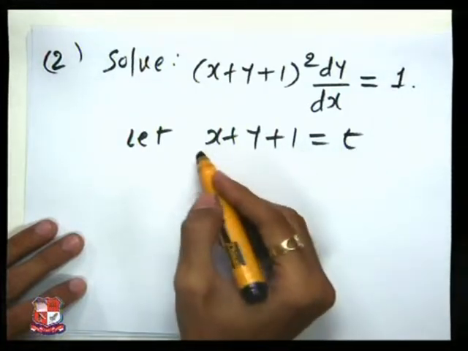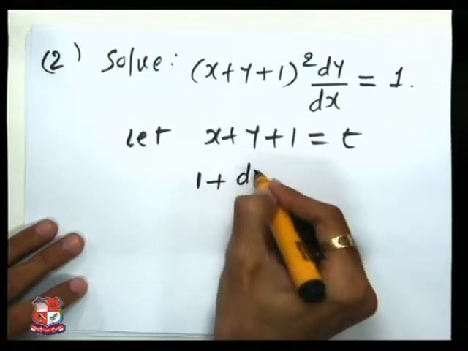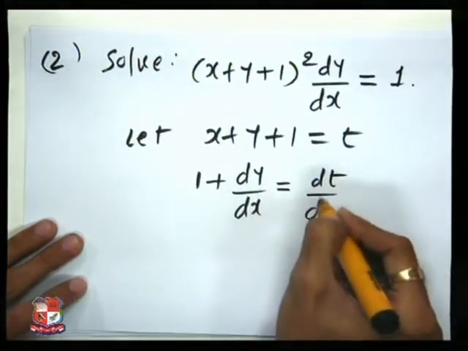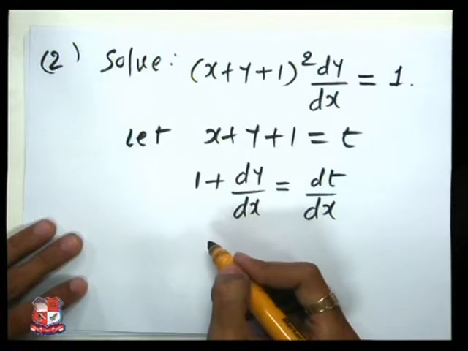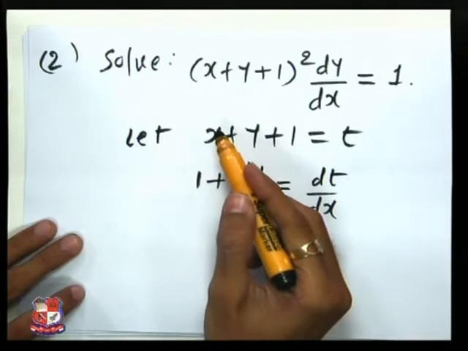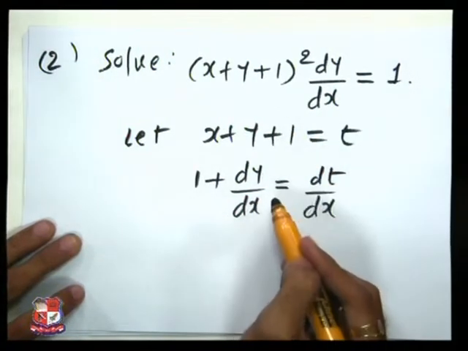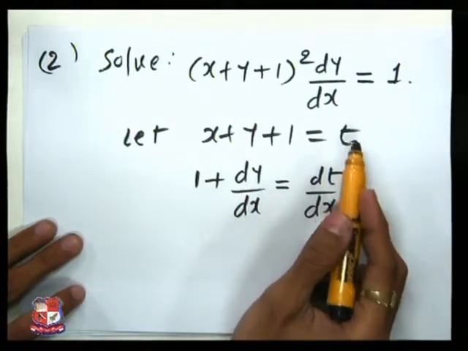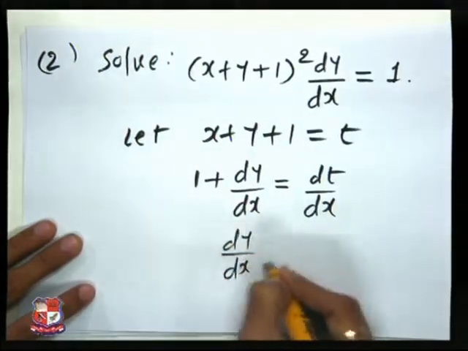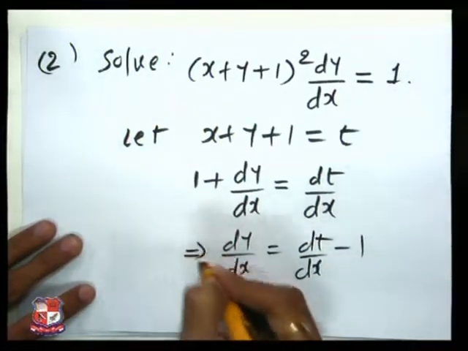So by differentiating this equation we will get 1 plus dy by dx is equal to dt by dx. Okay, so if we differentiate this equation with respect to x, then the differentiation of x is 1, differentiation of y is dy by dx, differentiation of 1 is 0, is equal to differentiation of t, that is dt by dx. So we will get dy by dx is equal to dt by dx minus 1.